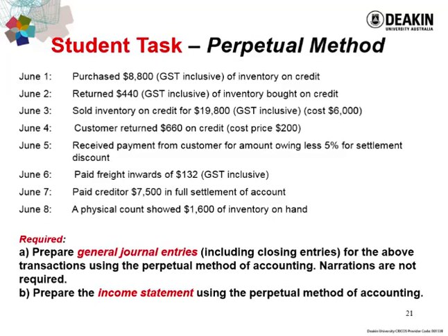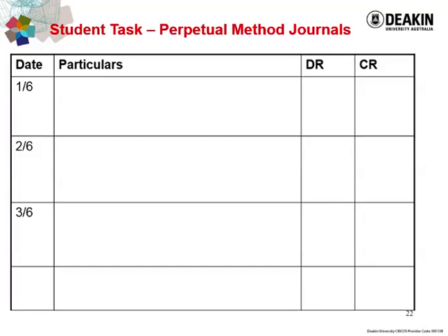Okay, let's go through this student task using the perpetual method, and you must account for GST in this student task. So let's assume that you have attempted this question. Let's first go through the journal entries.